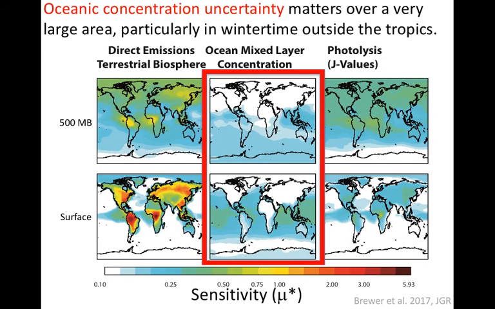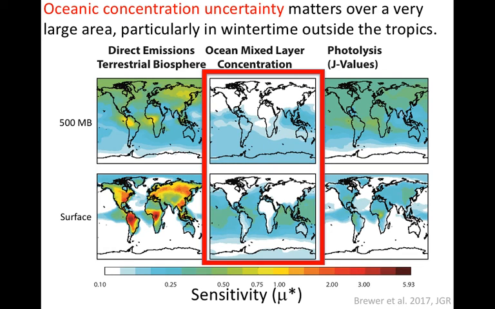And finally, now we're looking at the surface and the mid-troposphere, and you can see that ocean uncertainty is less important than the other factors, but it's less important over a really big area. And it turns out it matters quite a bit, especially in the subtropics and especially in winter.